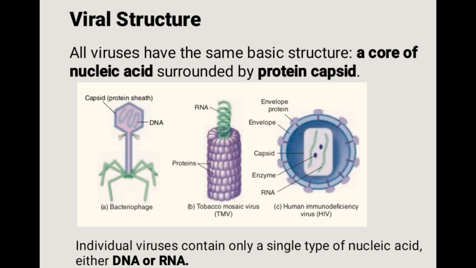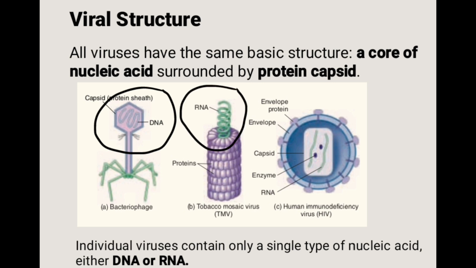Here we have the bacteriophage, which is a type of virus that destroys bacteria. You can see that inside its protein sheath, inside its capsid, is a DNA, a single linear DNA. While here we have the tobacco mosaic virus, which inside its capsid possesses an RNA, which is circular. And the HIV contains a double-stranded RNA inside its capsid.